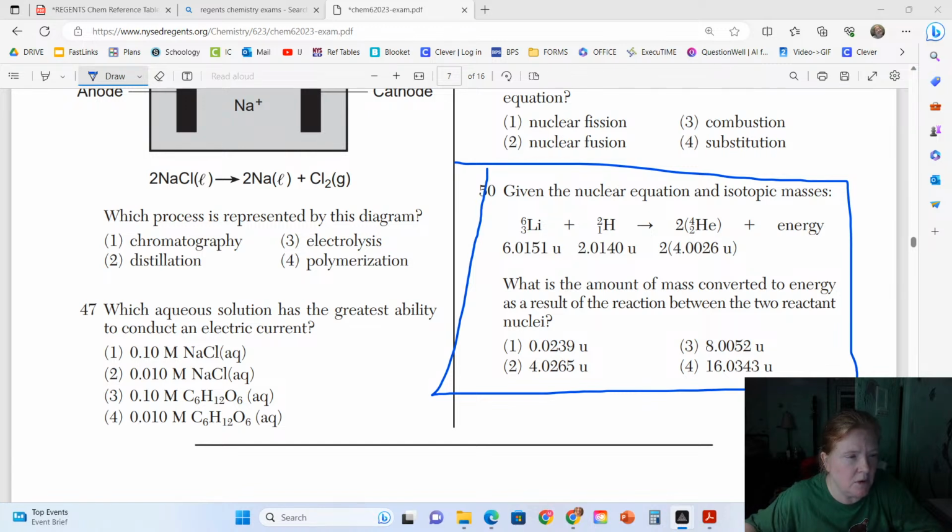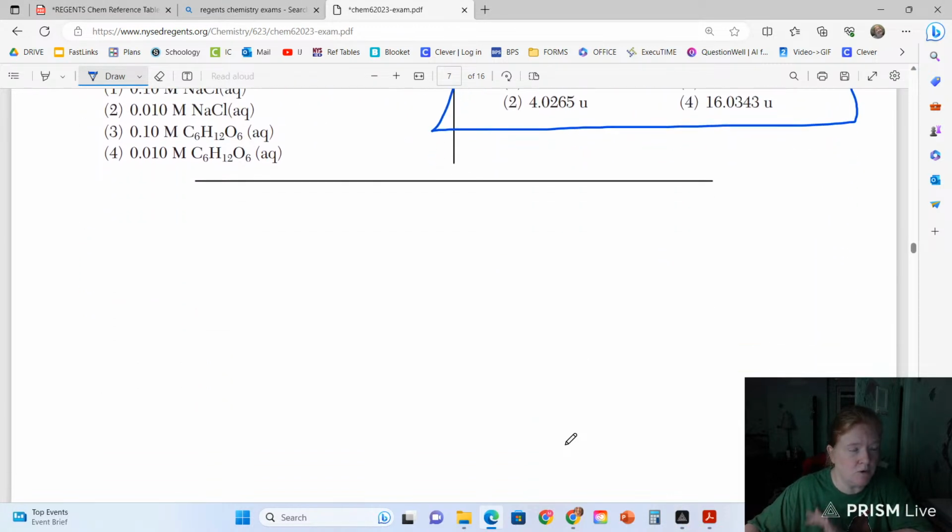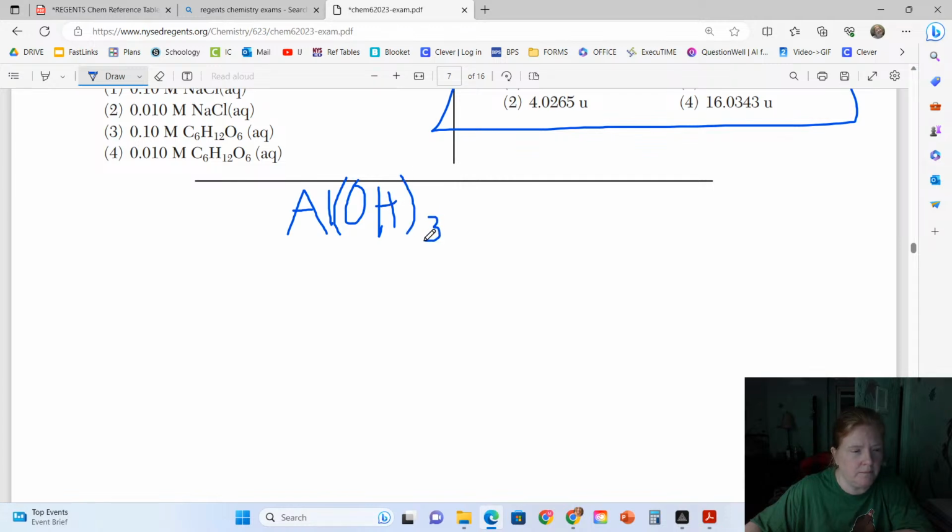Yes, I will do a gram formula mass. Okay, so I'll go over this question real quick. Was anyone confused on number 50? I can go over it. If you are, I'll do a gram formula mass in the meantime because I did just talk about that. Let's do it for aluminum hydroxide because we just wrote the formula for it, right? Al(OH)3.